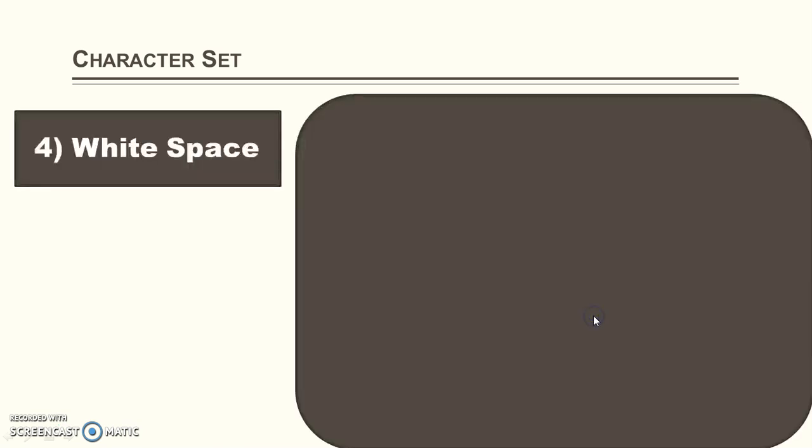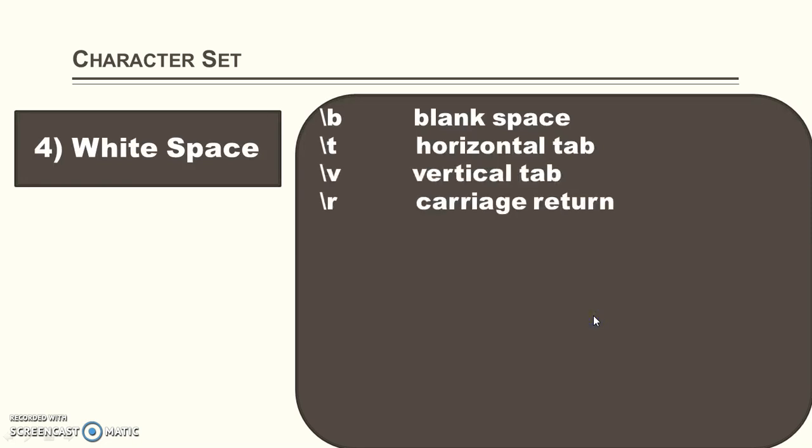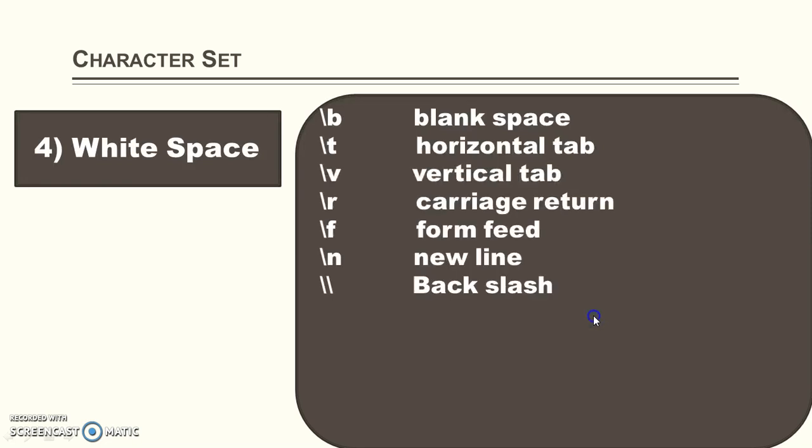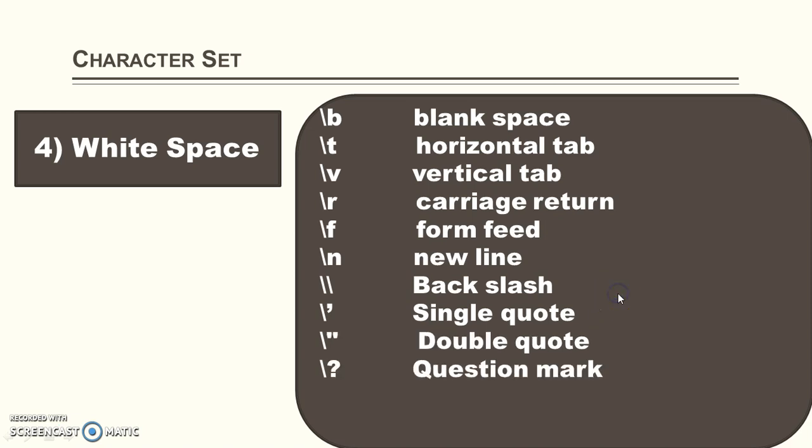Then white space. There is a special white space character set available in C. \b for a blank space, \t for a horizontal tab, \v for a vertical tab, \r for a carriage return, and \f for a form feed, \n for a new line. We will discuss this in detail. Let's look at the difference between carriage return and form feed.